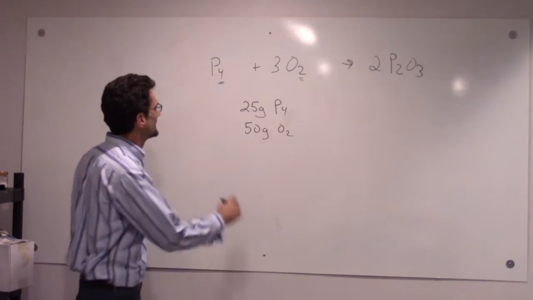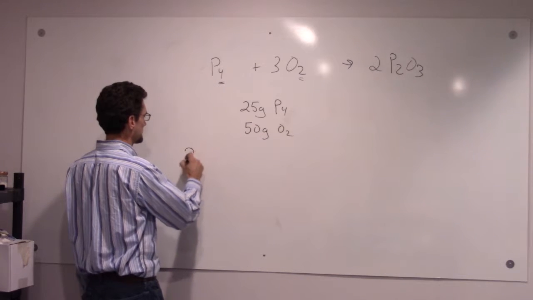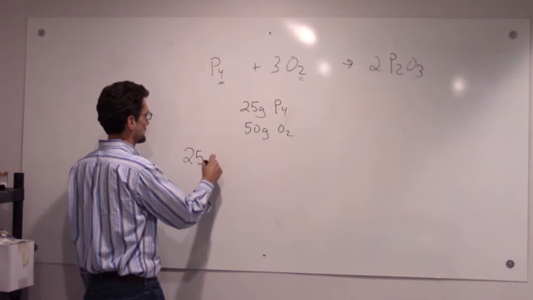All right, ready? So we start out with what we're given, 25 grams of P4.